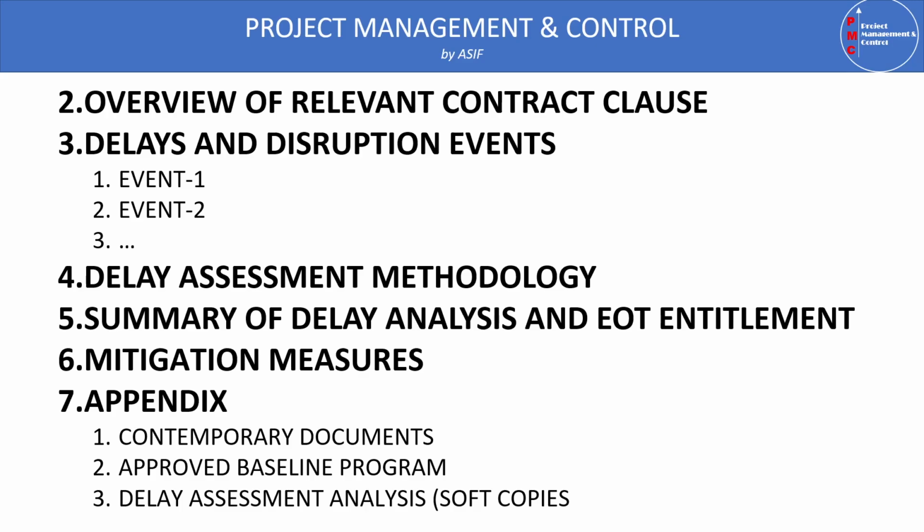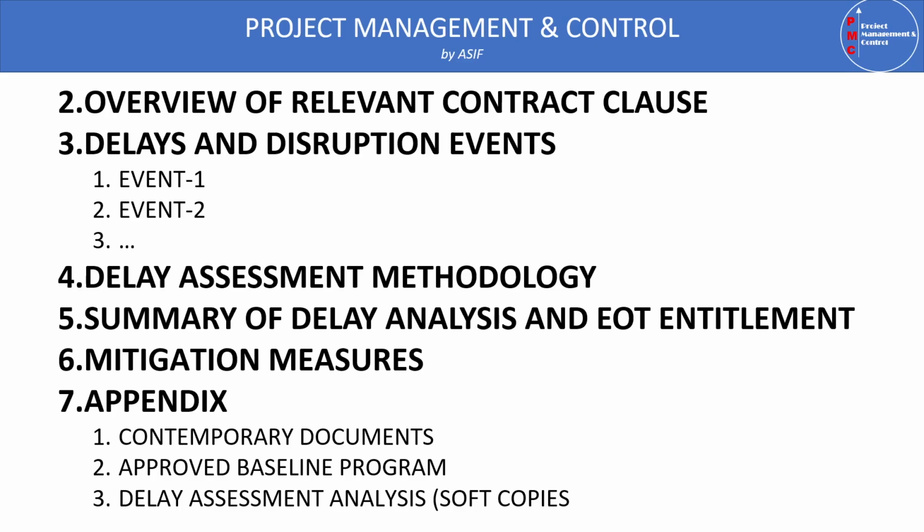Number five is a summary of delay analysis and EOT entitlement. Number six is the mitigation measures. This is the contractual obligation to make all possible efforts to minimize the impact of the delay event. If the contractor is not doing this, then it will not be in favor of the contractor. Then we have to provide appendices. Appendices include contemporary documents. We will see what these contemporary documents are in a while.